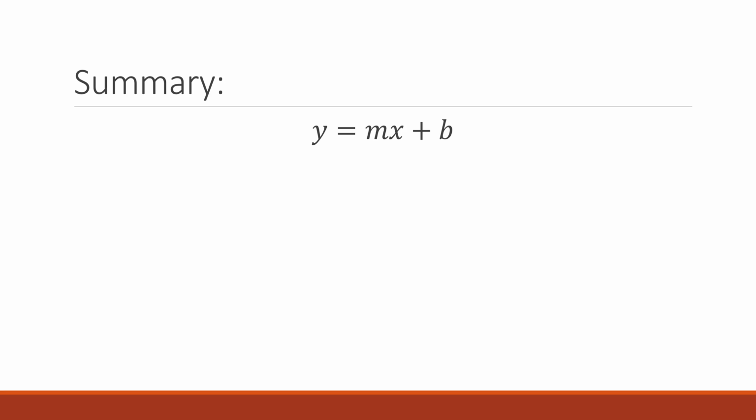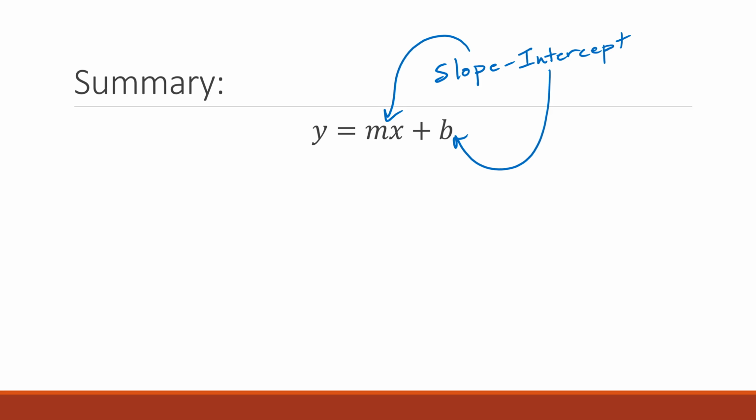Here's your summary for the period. Remember, y equals mx plus b. It's called slope-intercept form, and the reason it's called slope-intercept form is because it gives you literally the slope, m, and the intercept, b, as long as y is on a side by itself.